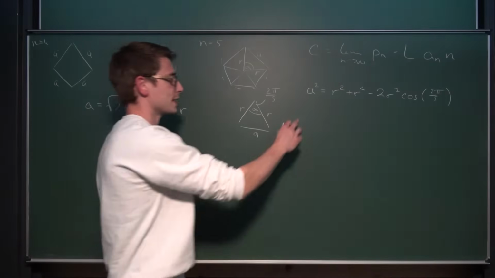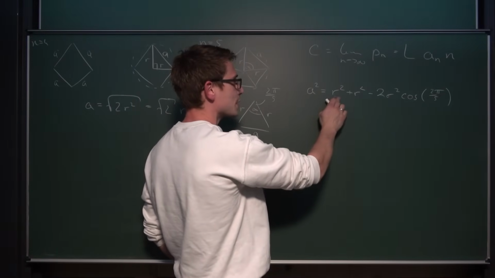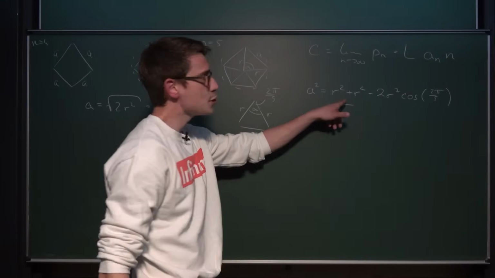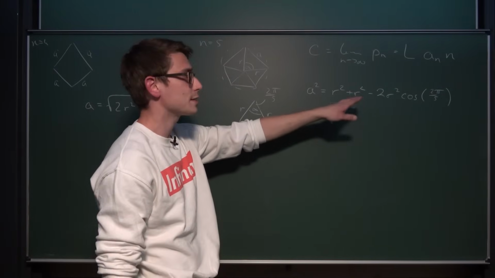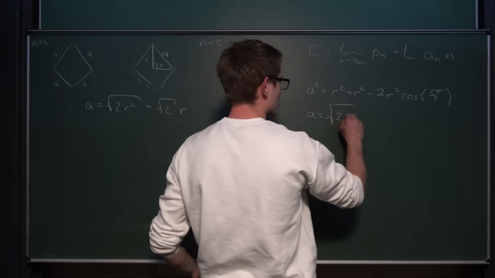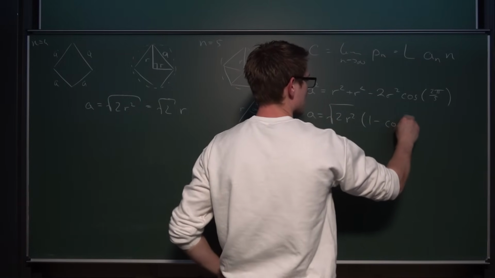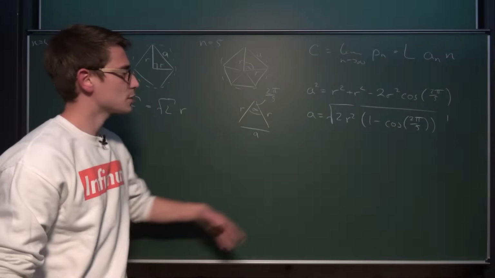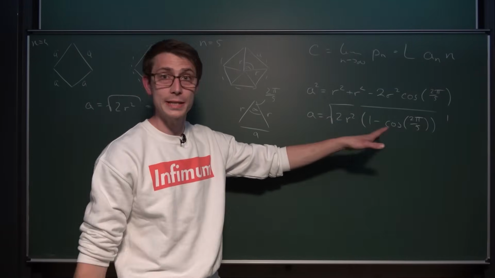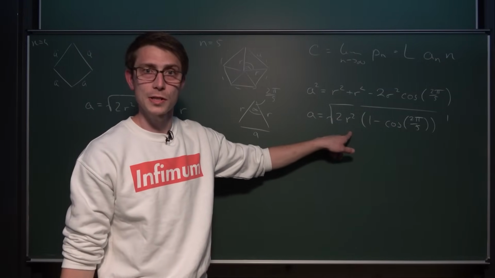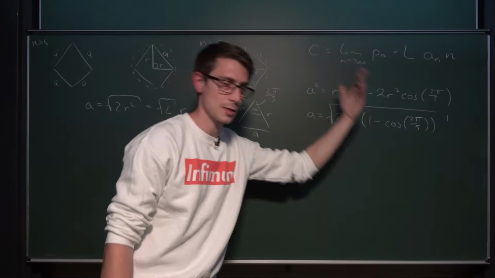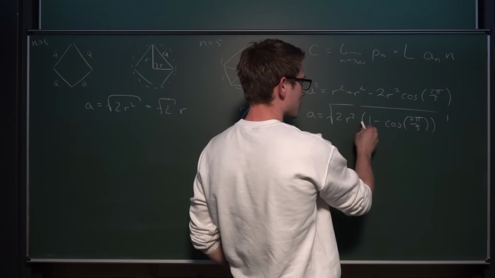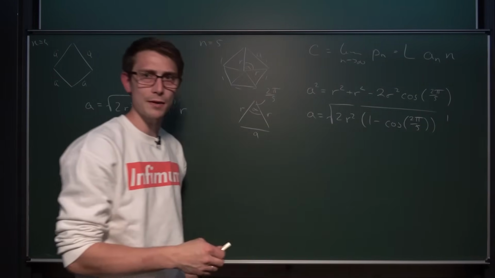Now we can take the square root and bring some stuff together. r squared plus r squared is 2r squared. So a is the square root of 2r squared minus 2r squared cosine of the angle. We can factor out the 2r squared times 1 minus the cosine of our angle. Now we can once again break this up. r squared is strictly positive and yields the absolute value of r, but r is positive, so it's just r overall. Here we get the square root of 1 minus the cosine of 2 pi divided by 5.